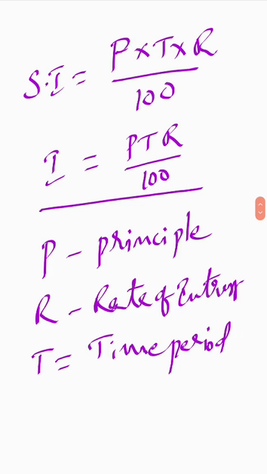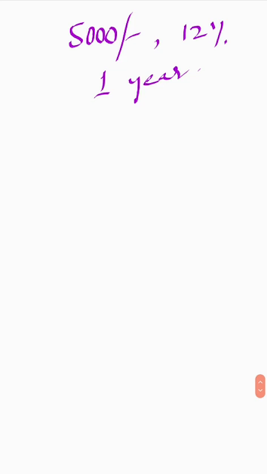So I'll do some problems, so that you can easily understand how we substitute the values. Here I am going to read a problem. Sunita takes a loan of 5,000 rupees at a 12% interest. Now find the interest she has to pay at the end of 1 year.